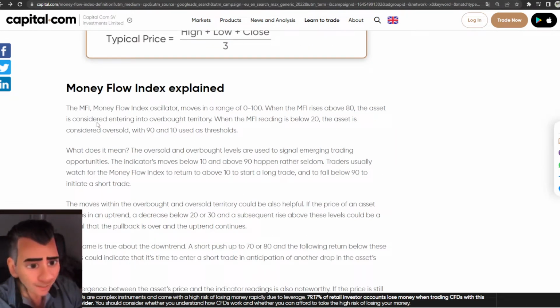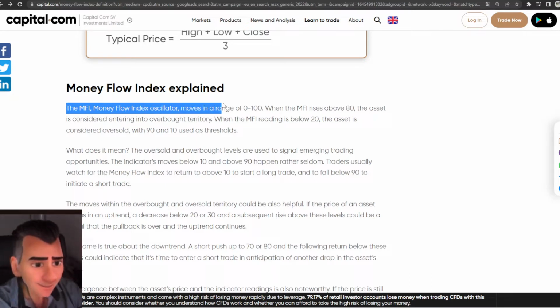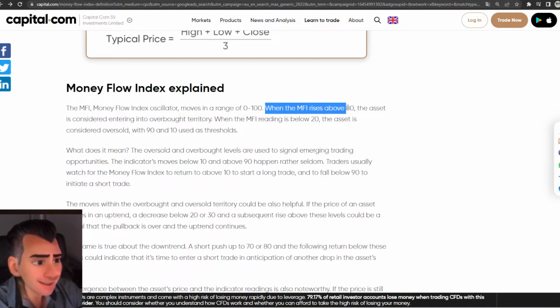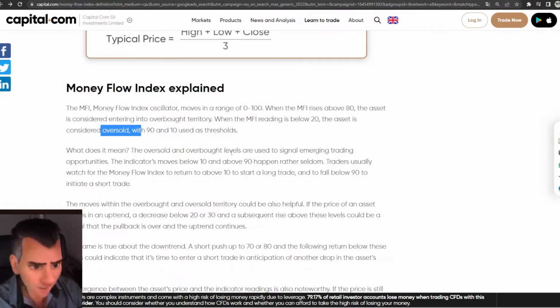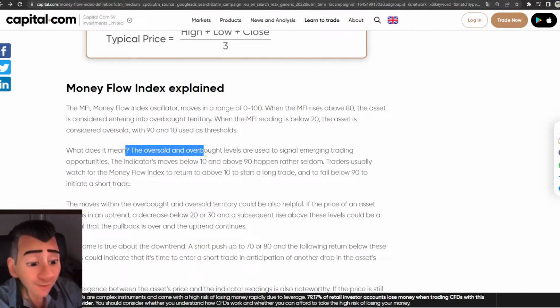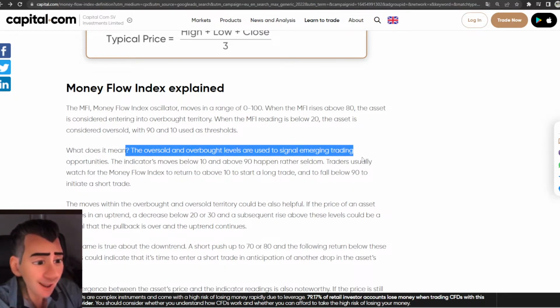And here we can read this one, guys, and that's really important. The MFI money flow index oscillator moves in a range of 0 to 100. When the MFI rises above 80, really important, the asset is considered entering into overbought territory. When it's going down below 20, it's oversold. So what does it mean, guys? The oversold and overbought levels are used to signal emerging trading opportunities.